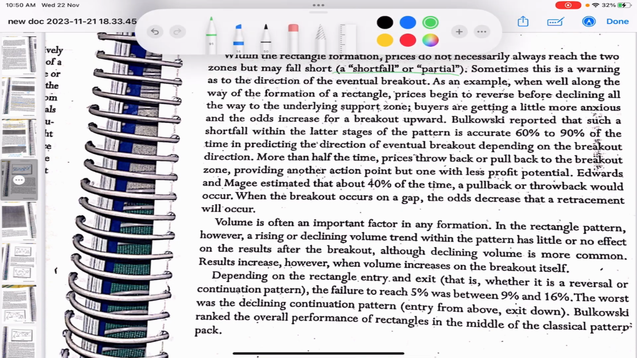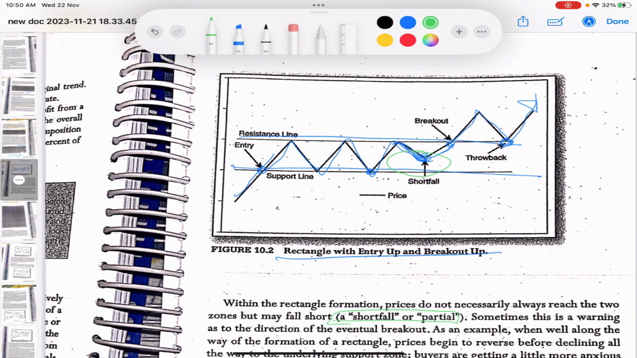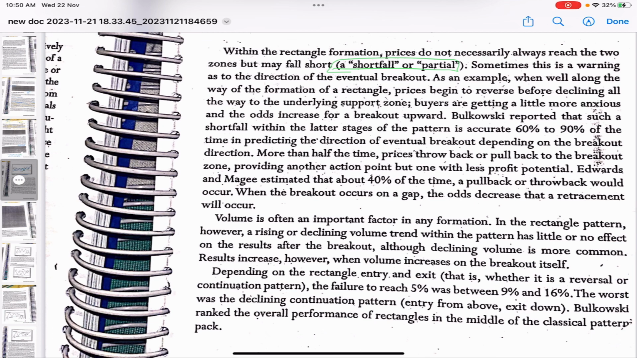Okay, now we know what a shortfall and a partial is. We've discussed that above. So, this is known as a shortfall, and the opposite of that is known as the partial. Sometimes this is a warning as to the direction of the eventual breakout. Like we saw in the image, the last swing failed to create a higher high. So what does that mean? It talks about the direction only. It talks about which direction the breakout might occur.